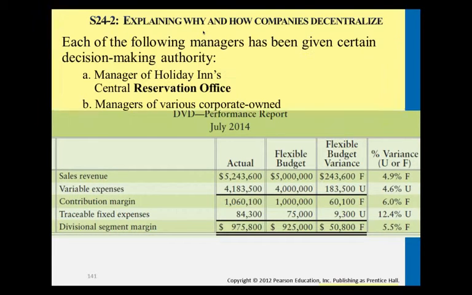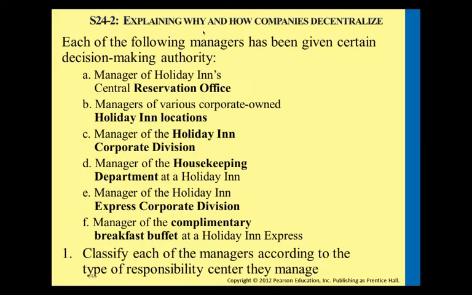All right, so let's look at this little example. What we're trying to do is to say which center is described here. Just to remind you, it's profit, revenue, investment, costs, right? Each of the following managers has been given certain decision-making authority. Manager of Holiday Inn Central Reservation Office. What are they doing in the reservation office? Centralized. Are they creating revenue? No. All right, so that's where you should be coming from. So that would be your revenue center.